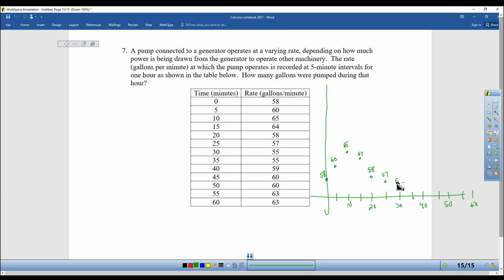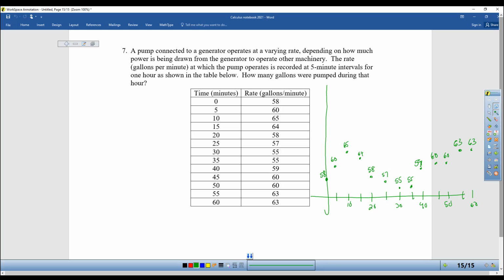57, 55, 55, 59, a little higher based on my other one. But you see how I'm not killing myself over this. 59, switch pens. At 45, I'm up to 60, stay at 60, and then my last two are at 63. Is this perfect? No, definitely not. But I'm going to use it so that I can draw my rectangles.